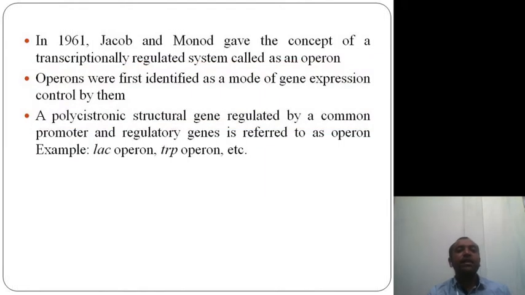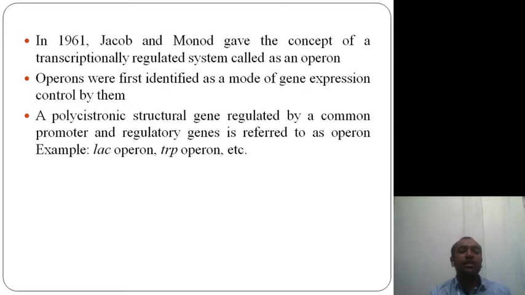In 1961, Jacob and Monod for the first time gave the concept of a transcriptionally regulated system, which is called an operon. So this was first identified as a mode of gene expression controlled by operons. Now, a polycistronic structural gene regulated by a common promoter and regulatory gene is referred to as an operon. We have a lot of examples like the TRP operon, the lac operon. So basically here we are concerned with the TRP operon.